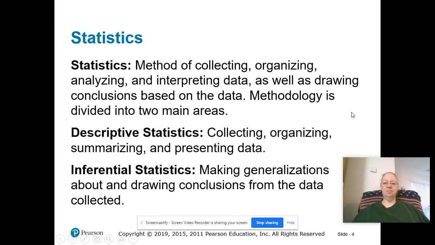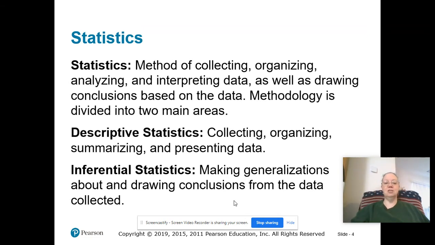All right. Definition: statistics, method of collecting, organizing, analyzing, and interpreting data, as well as drawing conclusions based on the data. We have two different areas of statistics. We've got descriptive statistics, where you are basically just collecting, organizing, and summarizing. That's it. Then you're done presenting. As opposed to inferential statistics, where you're trying to make generalizations and draw conclusions from the data.